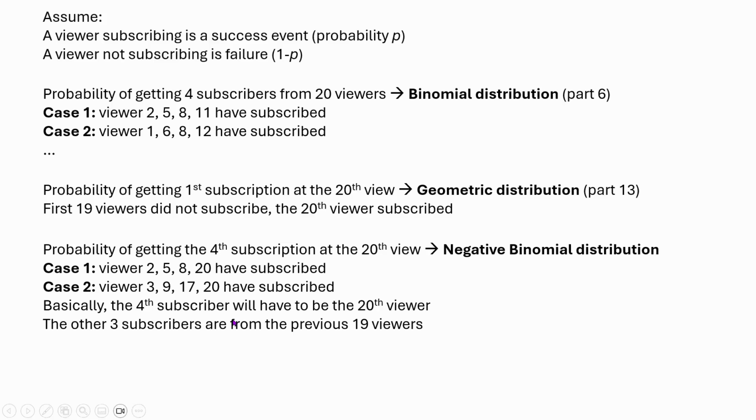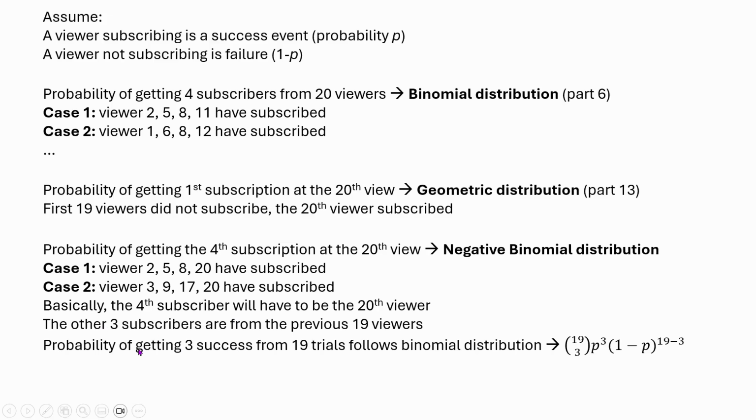So this, I think, sounds familiar to you. So probability of getting these 3 subscribers or 3 successes from the 19 viewers or 19 trials, anywhere from the 19 trials basically, it will follow a binomial distribution. So we know the formula of that from part 6 of the video series. So we have to choose these 3 successes from the 19 trials, and p cube is the success probability, and (1 minus p) to the power 19 minus 3 is the failure probability.